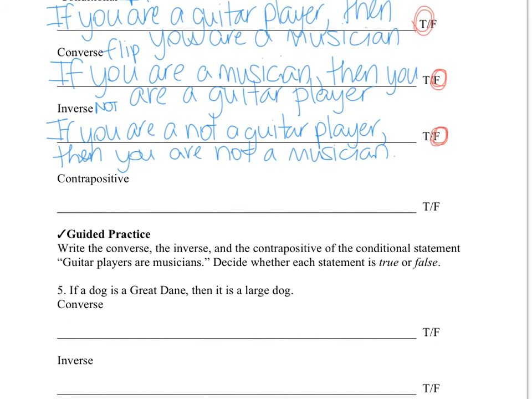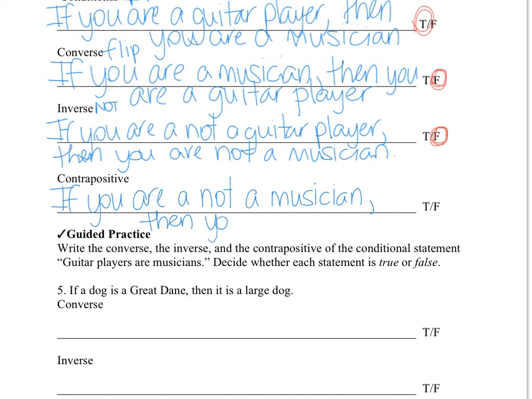And the contrapositive is where we do both flip and negate. So think about negating the converse. So look at your converse statement and now negate that. If you are not a musician, then you are not a guitar player. And that would be true. If you're not a musician, you're certainly not a guitar player.